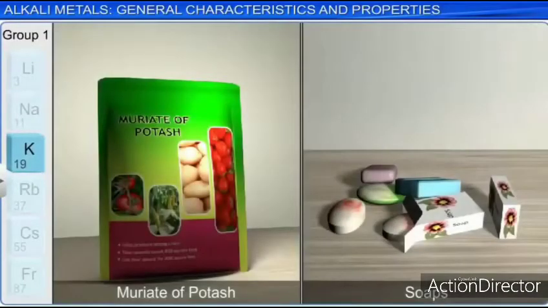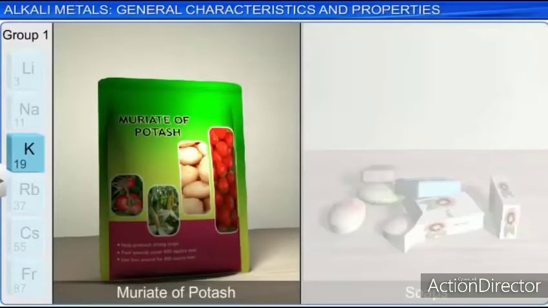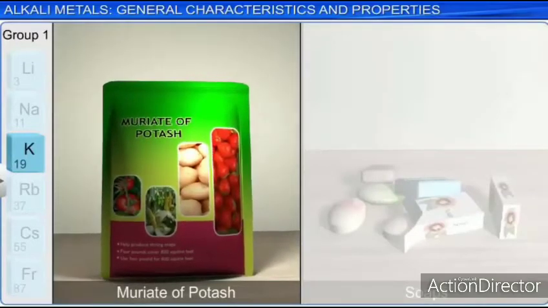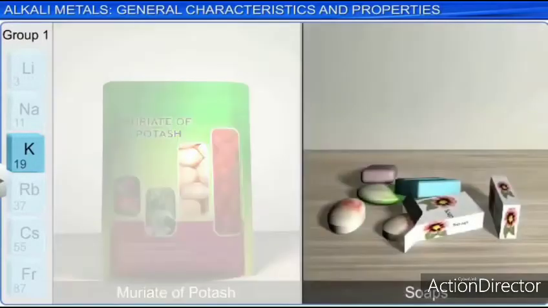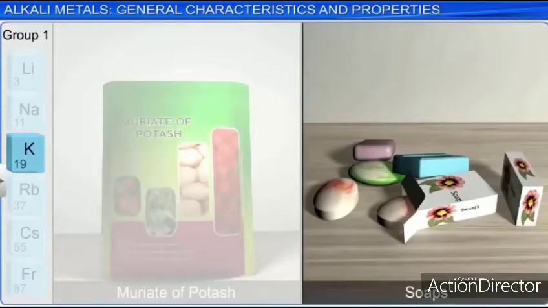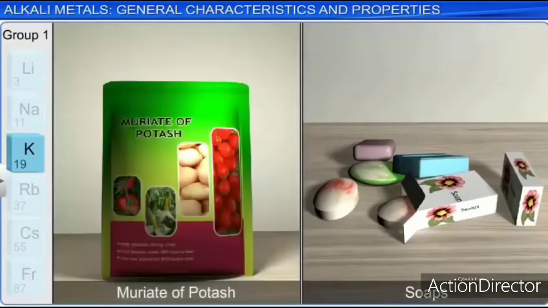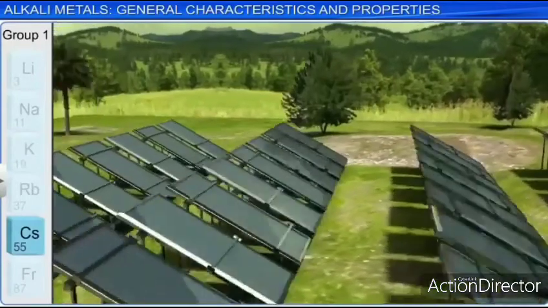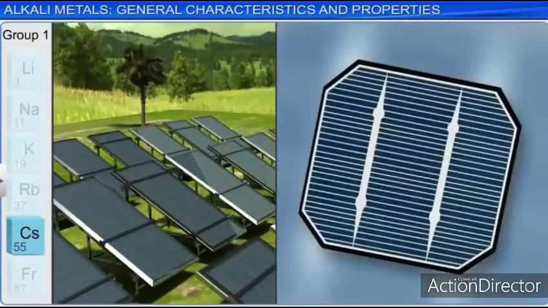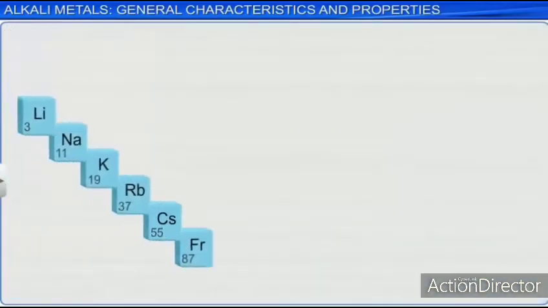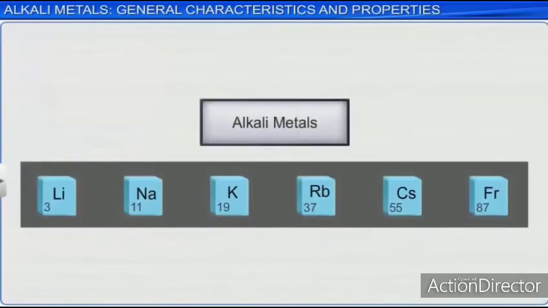Potassium has a variety of roles in biological systems. Potassium chloride, sometimes called muriate of potash, is used as an agricultural fertilizer. Potassium hydroxide is used to make soap and to absorb carbon dioxide. Cesium is used in the manufacture of photoelectric cells. In subsequent modules, we will discuss important compounds of the alkali metals and their biological roles.